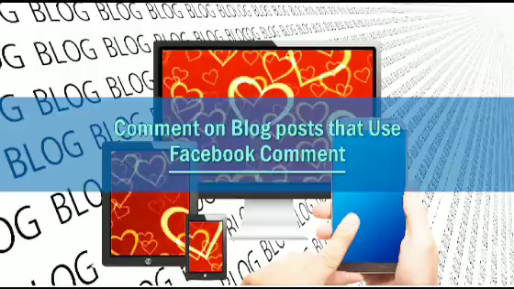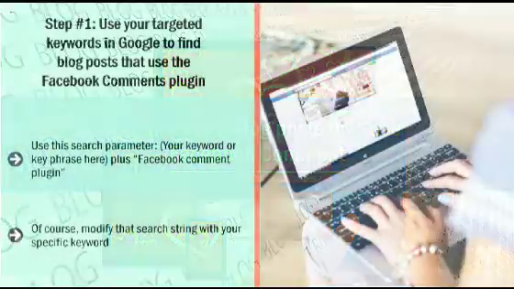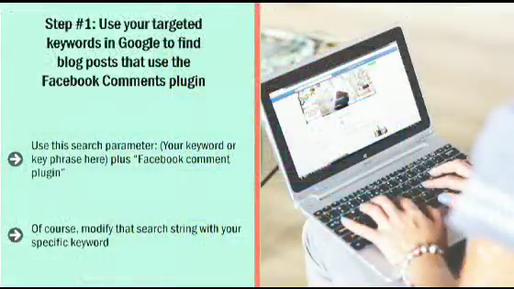Comment on blog posts that use Facebook comments. Here's the step-by-step directions you need to follow for this marketing technique. Step number 1, use your targeted keywords in Google to find blog posts that use the Facebook Comments plugin. Use this search parameter: your keyword or key phrase here, plus Facebook Comment plugin. Of course, modify that search string with your specific keyword. You use one keyword at a time.